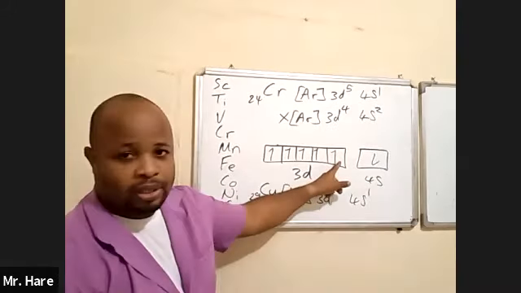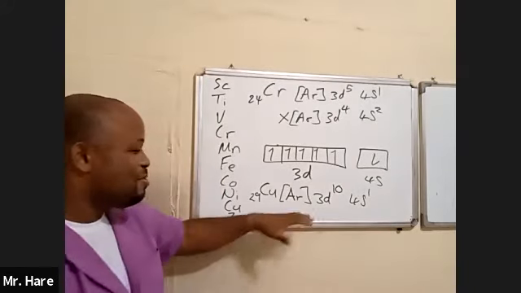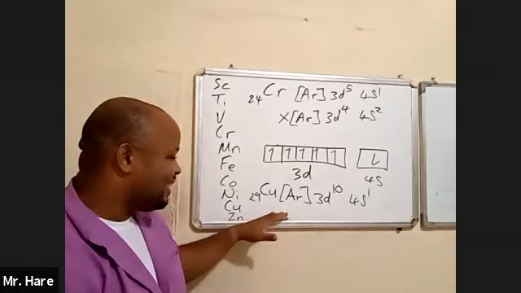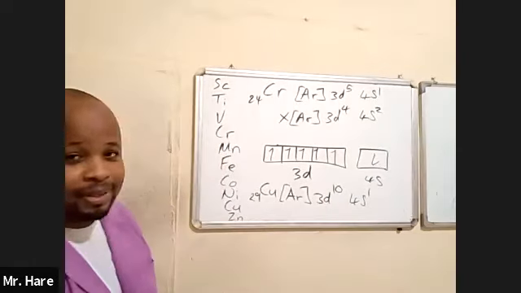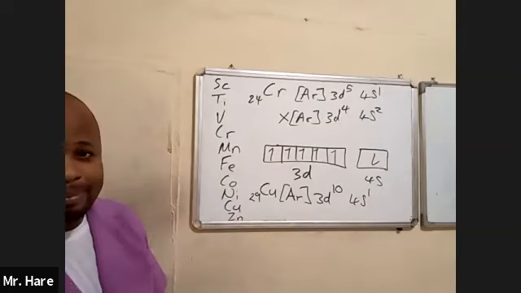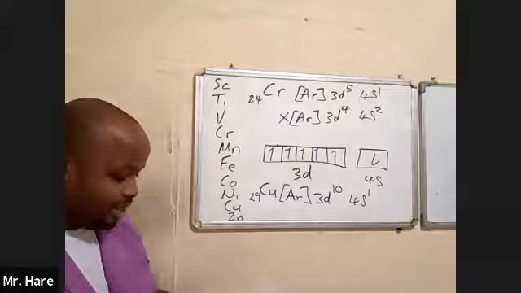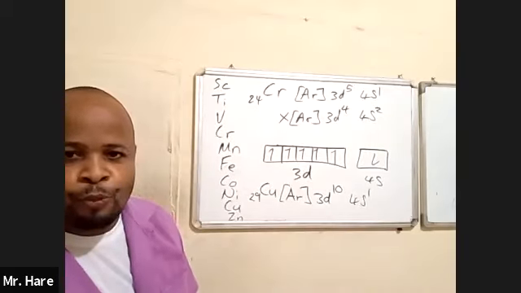All right. So in chromium, we actually promote an electron. But in copper, you fill the 3d first, then the 4s. All right. So that is why it is 3d10, 4s1. All right. But again, please, if I can say that again. Are you asking me to repeat the part about the chromium, please?